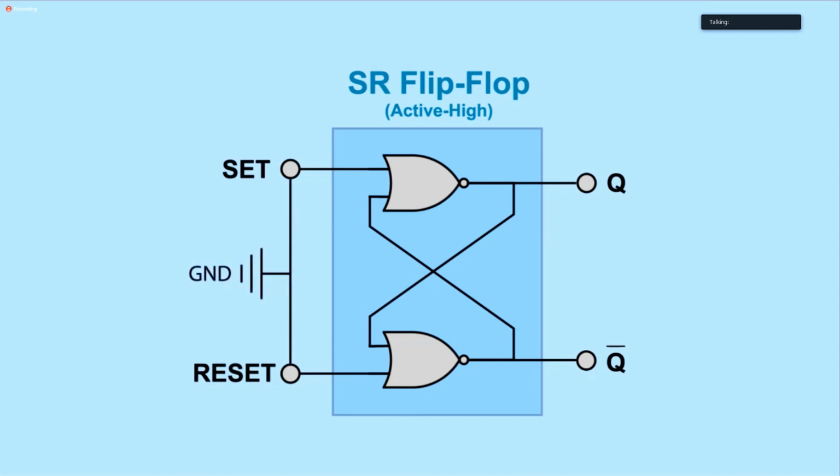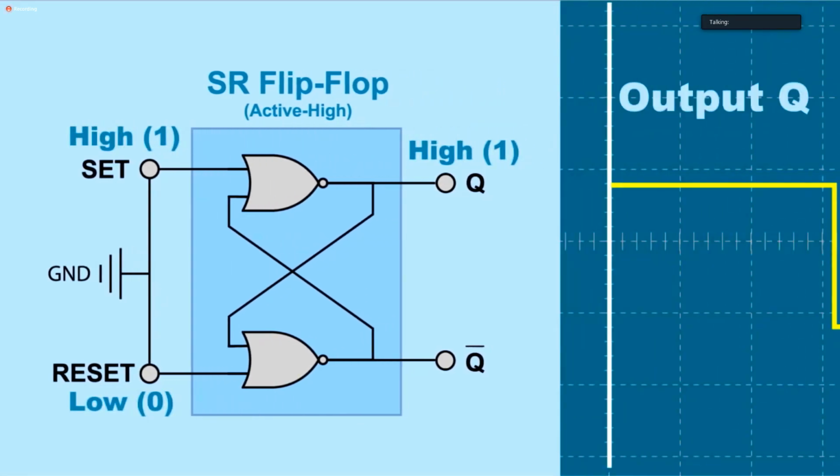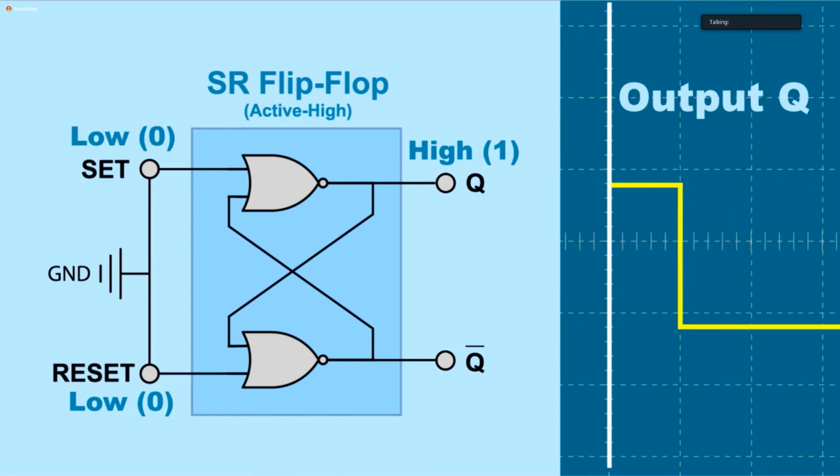When the set input is active and goes high, it sets the latch and output Q goes high. If the set input goes low, output Q doesn't change. It stays high. It is latched. The reset input must be active, going high, for the latch to be reset, returning output Q to low, its normal state. So an active set input sets the latch with output Q going high, and output Q will not change until the reset input is active, resetting the output back to its normal low.